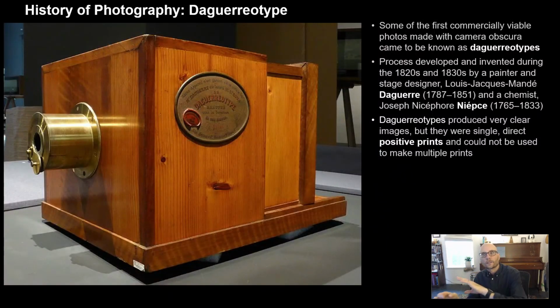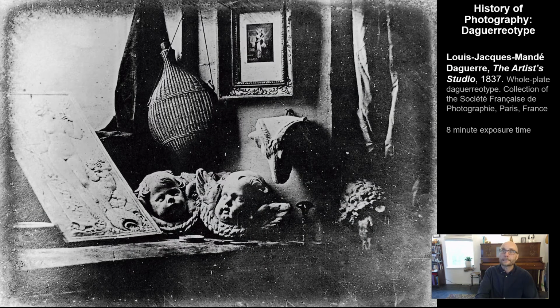So the way this worked, these were some of the first commercially available cameras that were sold to the public. And they were invented by Daguerre along with help from Niepce. And they produced very clear images, but they were single prints. You couldn't make multiple prints from these. You just took one picture and that was it. So we're still not quite there yet with the ability to make multiple prints. It is not yet a mass production sort of technique.